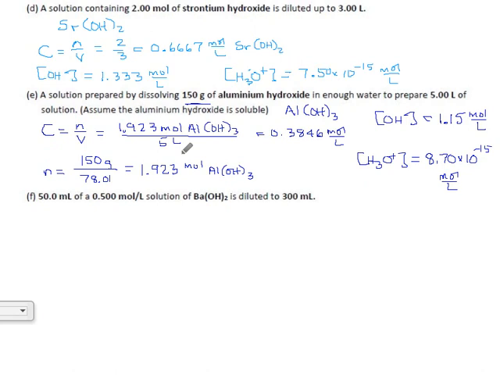But, if you aren't comfortable doing it that way, the standard way that always works, the number of moles from this is CV, so it's 0.5 moles per liter times 0.05 liters equals 0.025 moles of barium hydroxide.